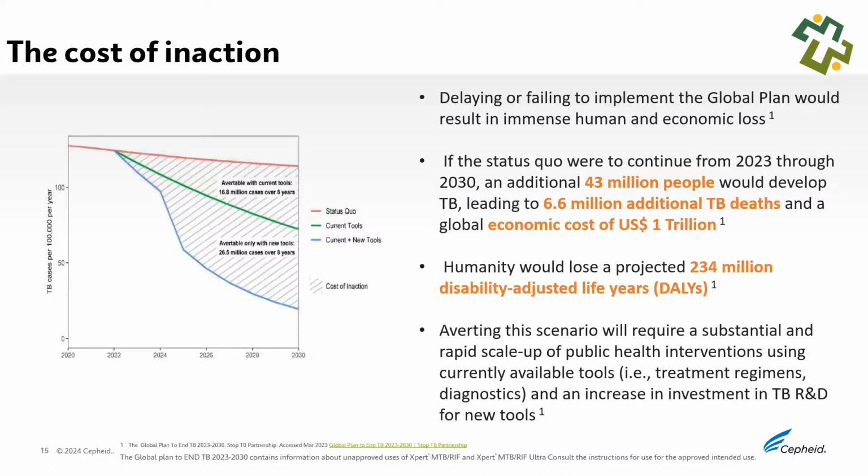So there's a cost of inaction. If we don't continue with our plan, or if we don't continue the End TB plan, there is a cost to that. So the global plan, excuse me, to end TB, if it's not implemented, it means 43 million more people would develop TB by 2030 if we don't do anything, if there's inaction or we don't put measures in place and follow up on those measures and change our practices and actually do something about ending TB. It means by 2030, we will be counting 43 million more people that would have had TB, resulting in 6.6 million additional deaths, according to this study.